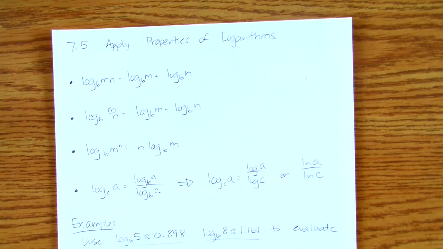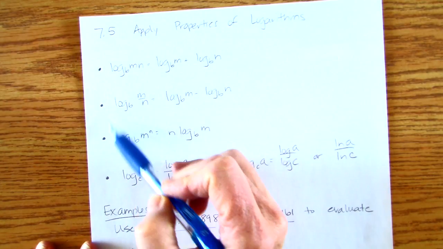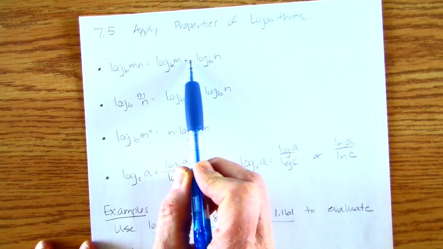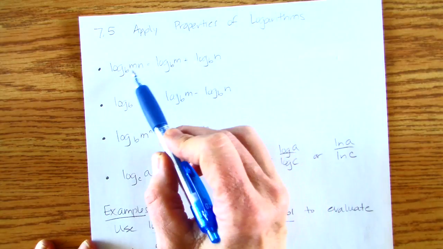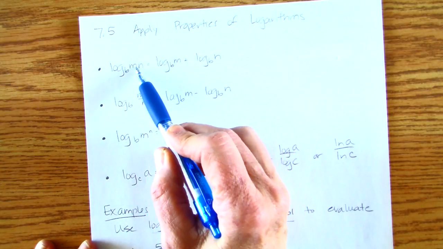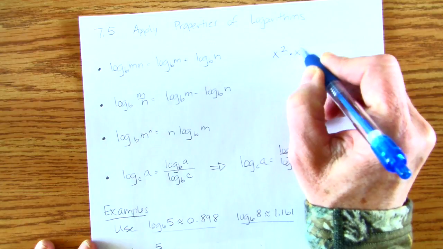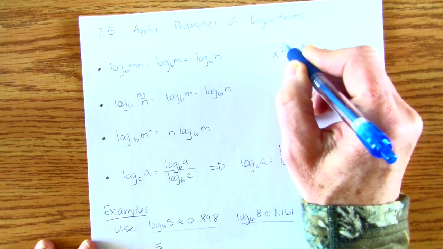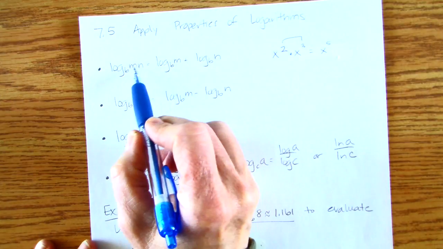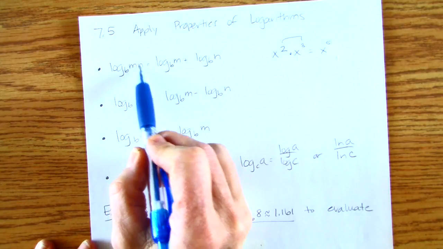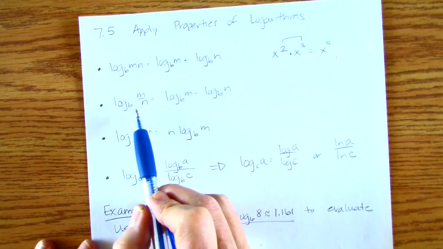Okay, today's video is section 7.5 in Algebra 2, how to apply properties of logarithms. There are four main properties you'll use. The log of a product is equal to the sum of the logs, and that makes sense. Remember, the answer to a log problem is an exponent, and when we have x squared times x cubed, we add the exponents, x to the fifth. So it makes sense that if our answer is in exponents, we're going to be adding them when formally multiplying.